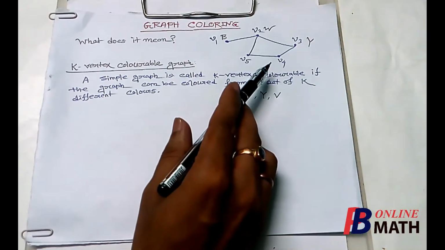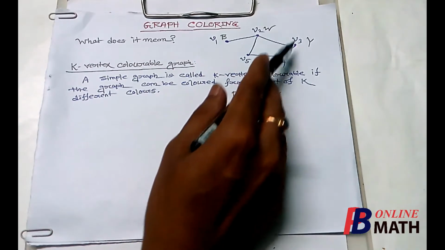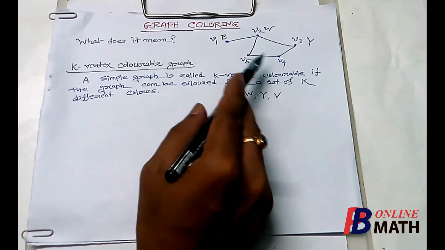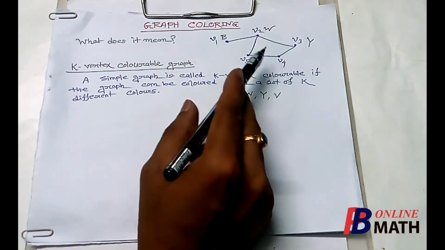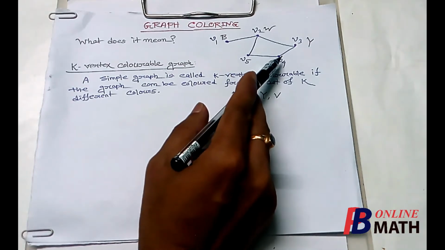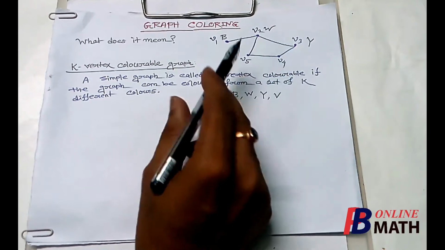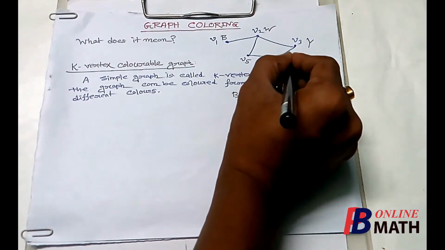Next we consider the vertex V4. Now V4 is adjacent to V3, so we can't assign yellow color to V4. We have to assign a different color than yellow. We can assign any other color except yellow. Suppose we assign blue color here again.